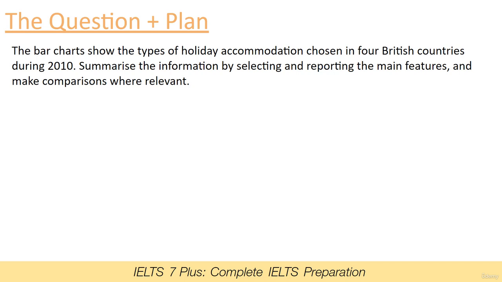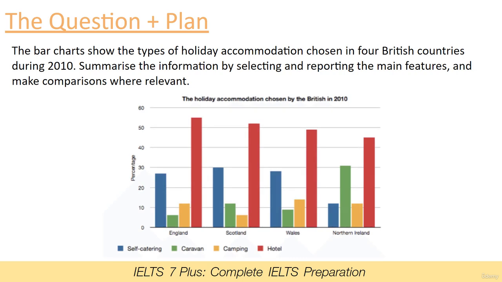Okay, let's take a look at these bar graphs then, these bar charts. So there we have it. Looks pretty straightforward. So begin with the title, Holiday Accommodation Chosen by the British in 2010. We have England on the left, followed by Scotland, Wales, then Northern Ireland on the x-axis of our bar chart. On the y-axis, we have percentages up from 0 all the way to 60%.